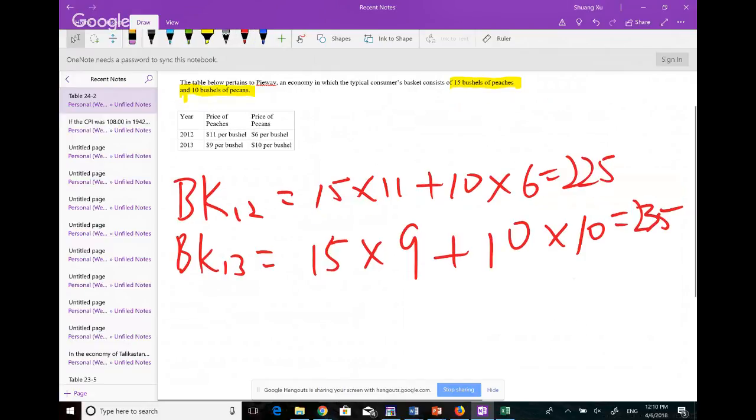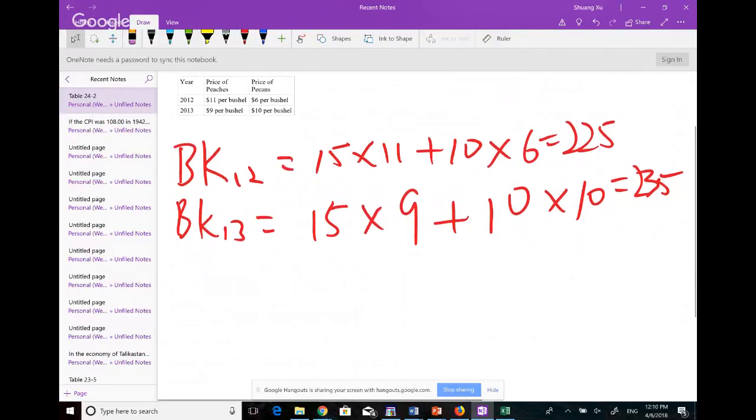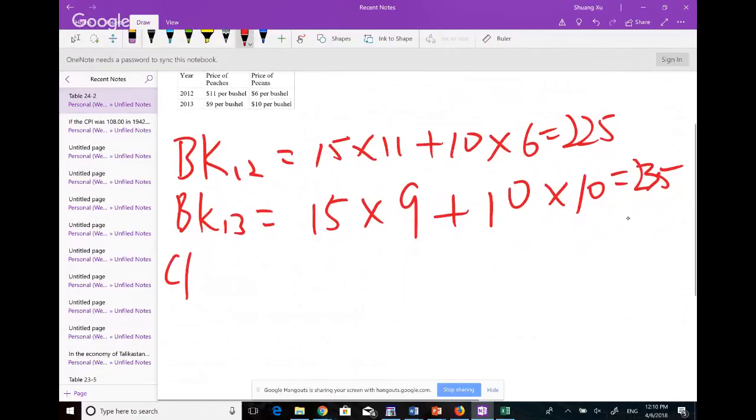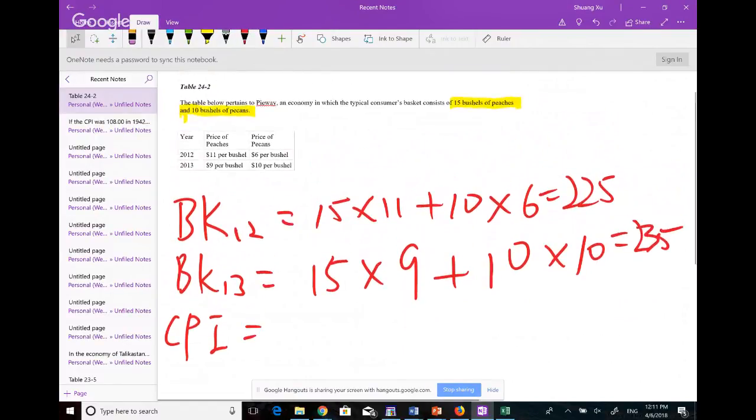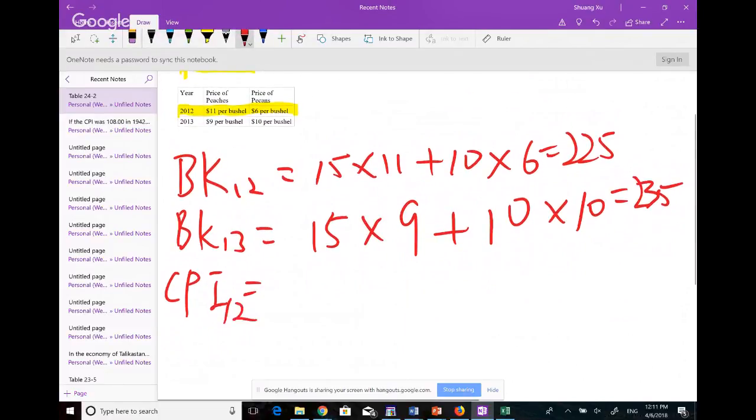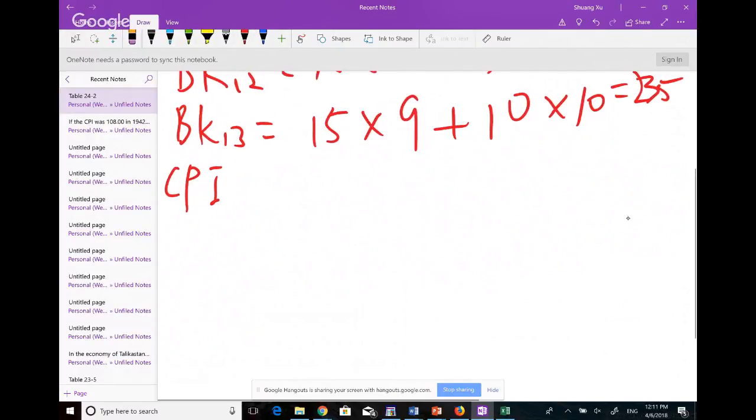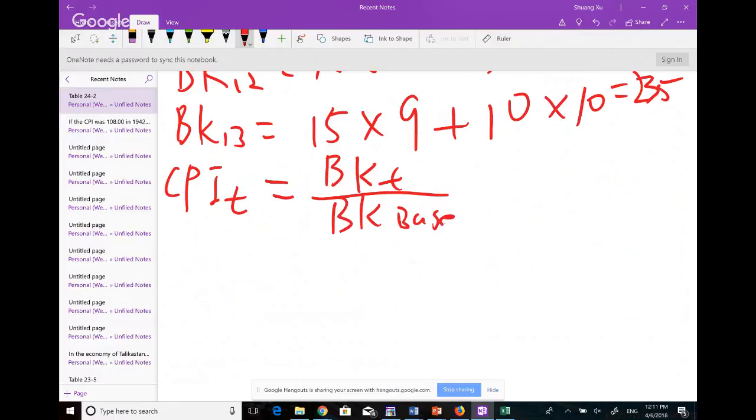Next, you need to find out how much your CPI is. For CPI, be very careful because you do need to know what the base year is. It looks like I didn't state on the question which is the base year, so let's say that 2012 is our base year. Let's find out the CPI for 2012. Let me read the formula first. CPI for any time t equals the basket value in time t divided by the basket value in the base year. The base year here never changes.